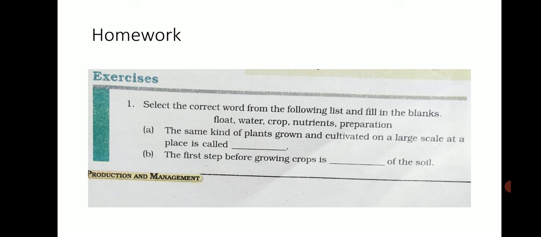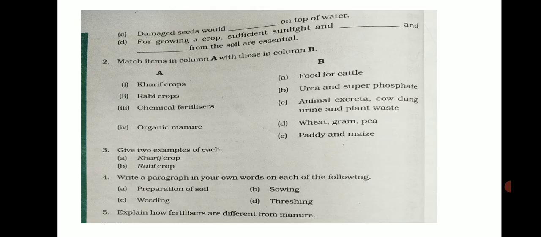Okay, so today's homework is the exercise part, that is first, choose the correct answer and match the following. These two questions you have to answer. Search for the answers in the textbook, and write them in your notebook. Okay, and the third one you already wrote in the previous class, what is kharif crops, and give an example. No need to write the third one. And the fourth one also don't write. Then write the fifth one, that is how fertilizers are different from manure. Make two columns and write the differences of fertilizers and manure, and learn these question answers.